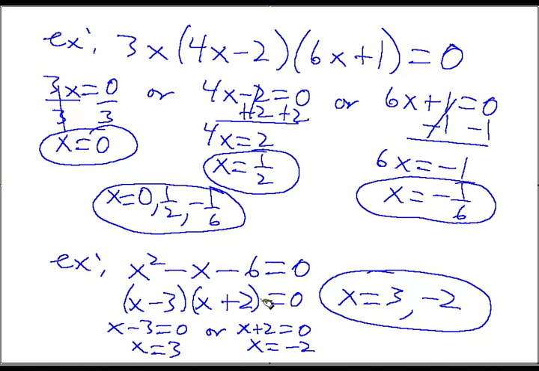Okay, so we factor it. And again, first of all, we have to make sure it's 0 on one side. Then we factor it. Then we set the factors to 0. And we finish solving. Not too bad at all. All right? Let's get back to the problem we had earlier.